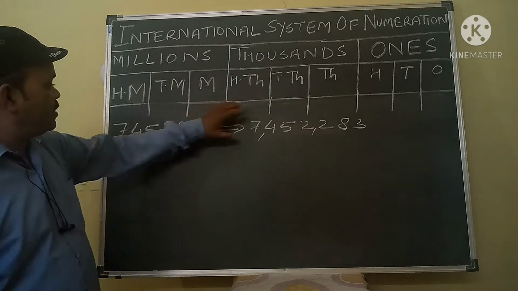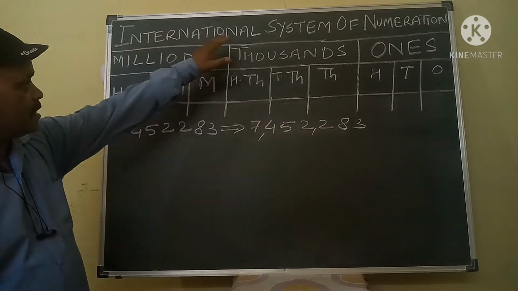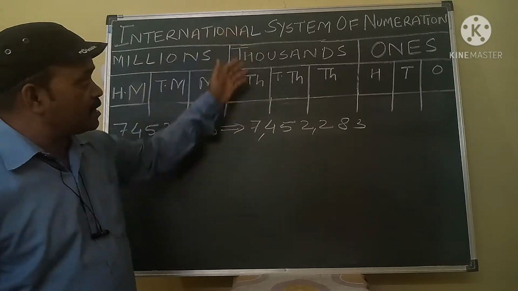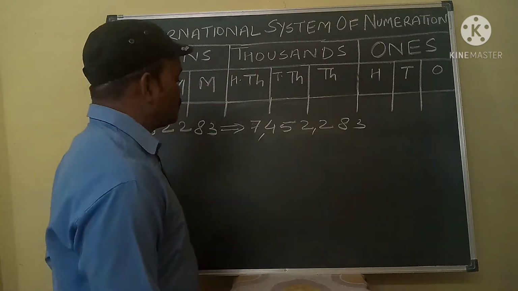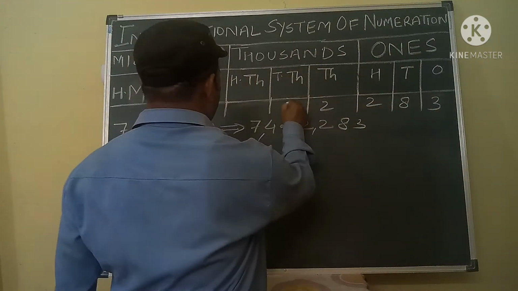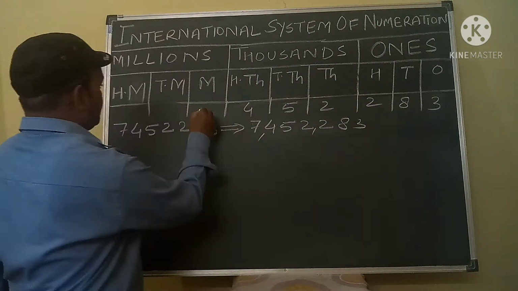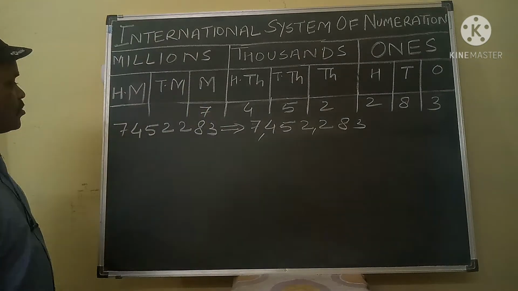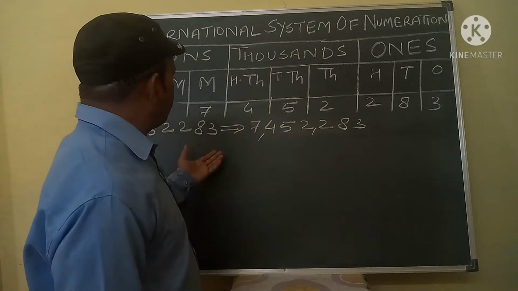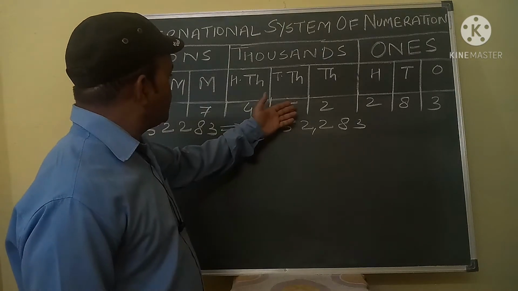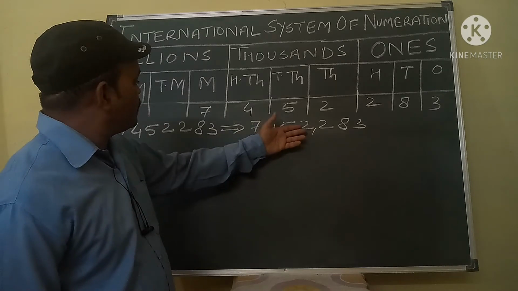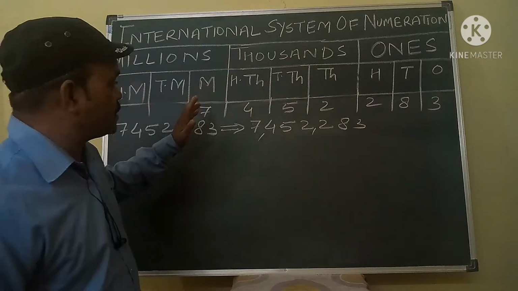Then after that we will arrange this number in this table, which depends on the International System of Numeration. So look here, this is 3, 8, 2, 2, 5, 4, and this is 7. Now look here. So what we are looking, in this number each digit is in a different place.